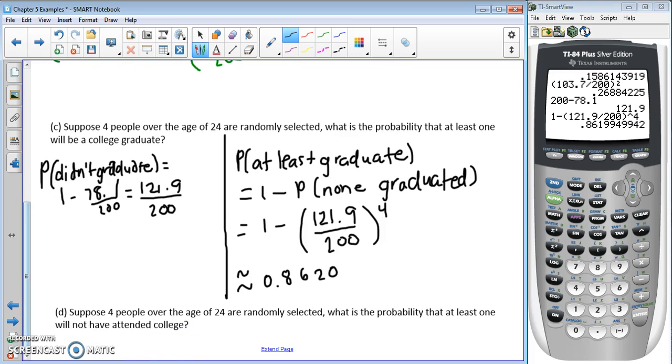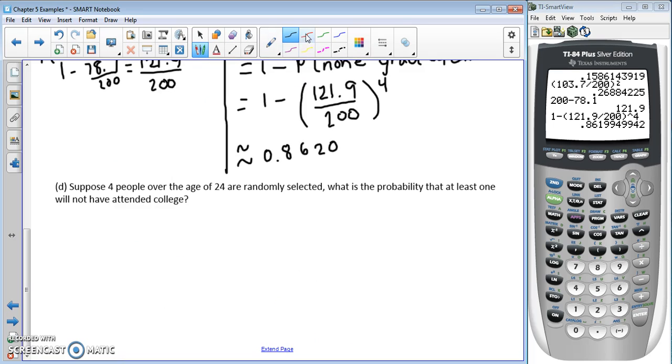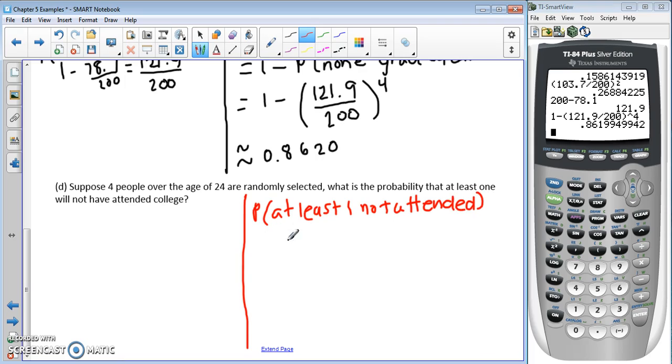And then part D here. We want to know, suppose 4 people over the age of 24 are randomly selected, what is the probability that at least one will not have attended college? So again, we need to do some work here. The probability that at least one not attended is 1 minus the probability that all attended. So we need to figure out the probability of attended here.